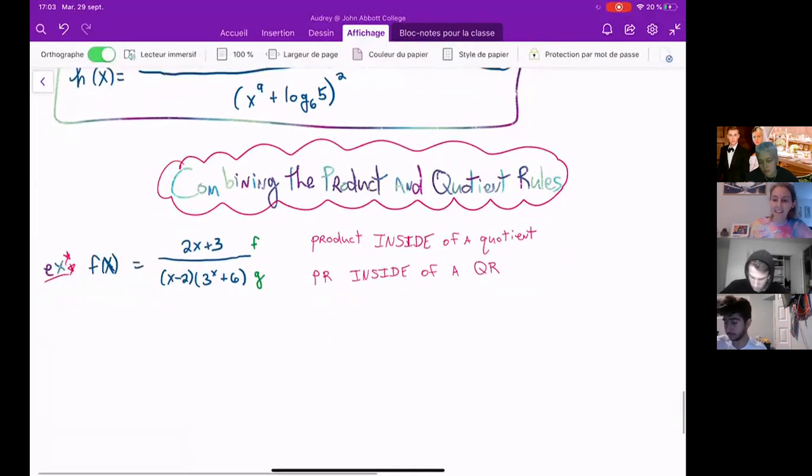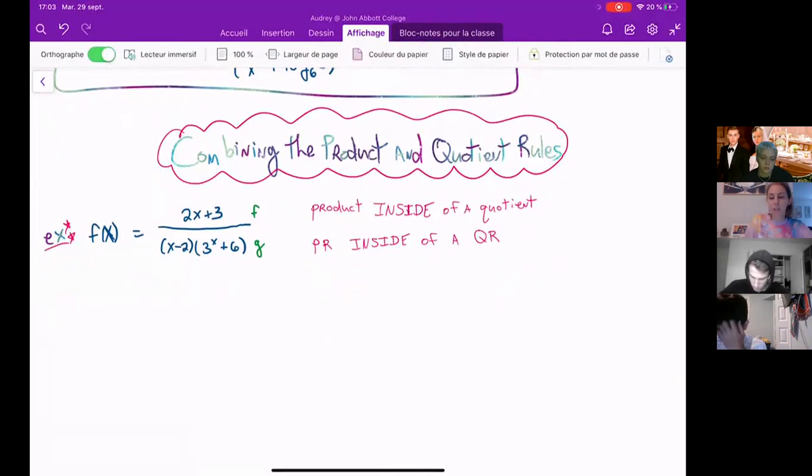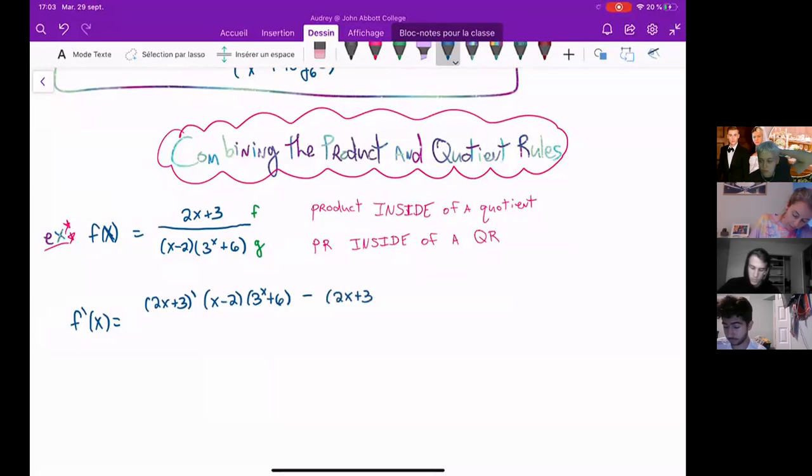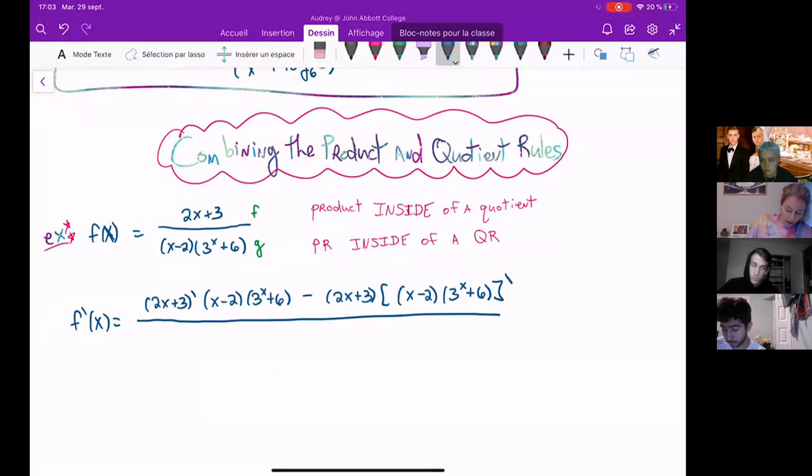So I'm going to do this in exactly the same way I've been doing it. I'm going to put this into the formula for the quotient rule without actually taking any derivatives. So my f prime of x is the derivative of the top times the bottom minus the top times the derivative of the bottom, all divided by the bottom squared. So I just applied my quotient rule.